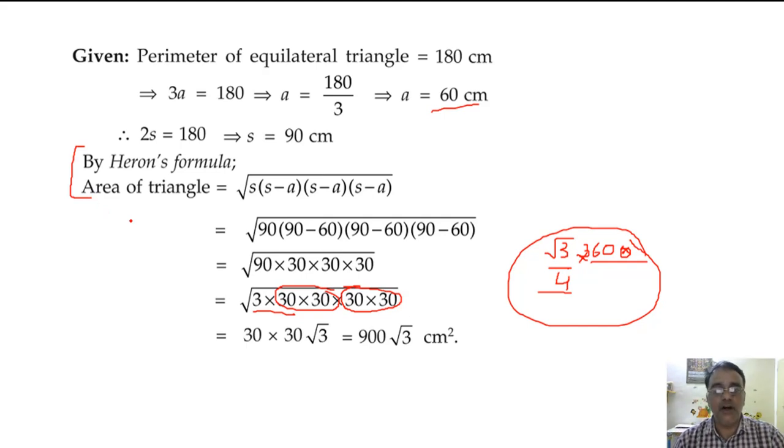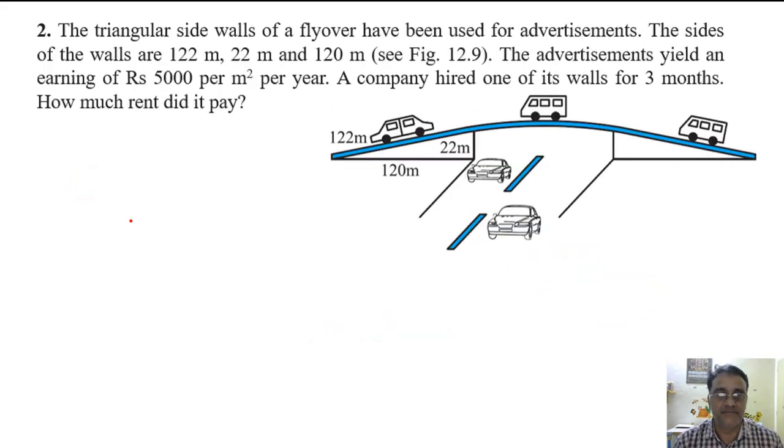Okay, fine. So now we are moving towards the second question. The triangular side walls of a flyover. Suppose this is a flyover and this is a triangular side wall. The length of each side is given. Okay, are you able to see this one? Yes, sir.